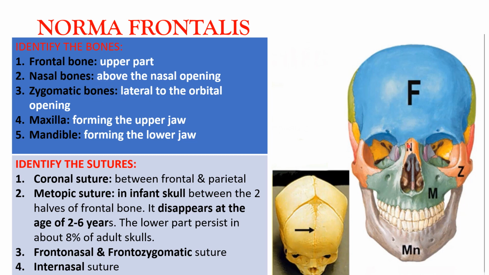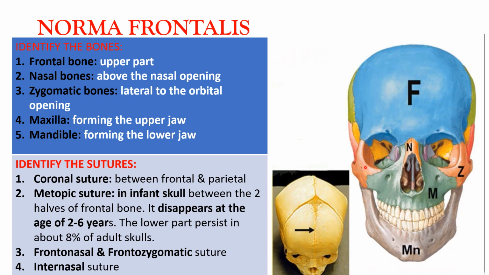This is the nasal bone, one on each side. So there's one here, there's one here. Okay, so this is the nasal bone. This is the nasal bone. And the third bone is the zygomatic bone. So this is the zygomatic bone, one on each side. Okay, this is the left, this is the right zygomatic bone.